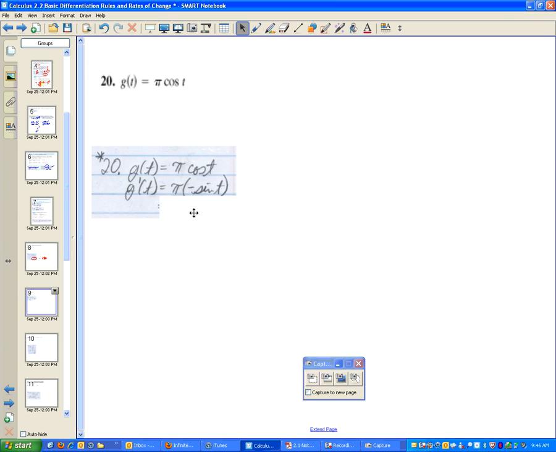Well, if the derivative of the cosine of x is negative sine of x, the derivative of the cosine of t is negative sine of t. And there's not a whole lot to do to simplify your answer. So negative pi times the sine of t gives us our answer.